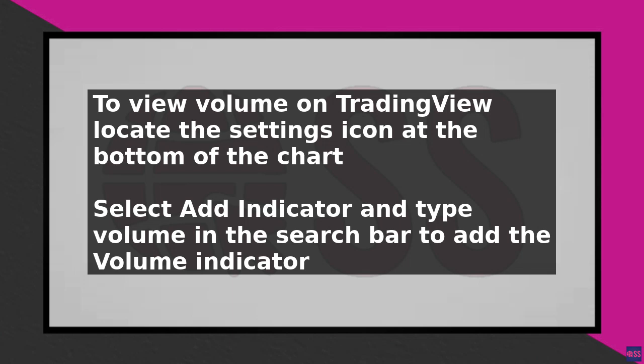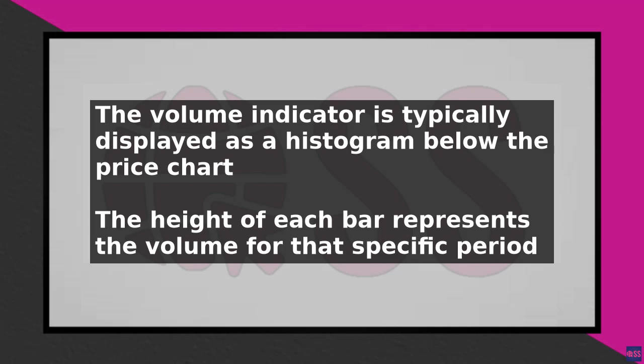To customize the volume indicator, click on the settings icon next to the indicator name and select Edit. Here, you can adjust the color, style, and other parameters to suit your preferences.